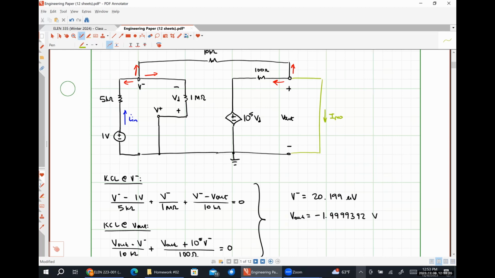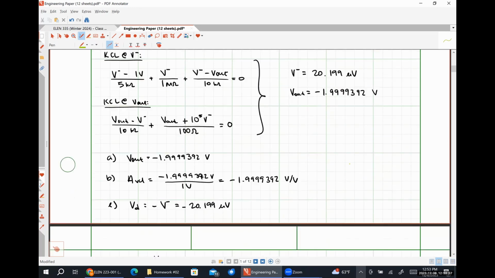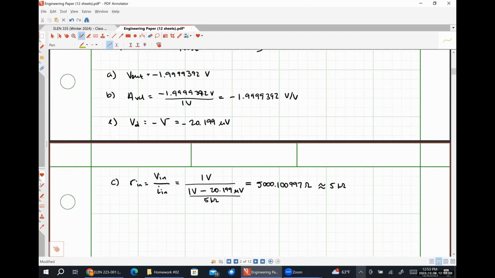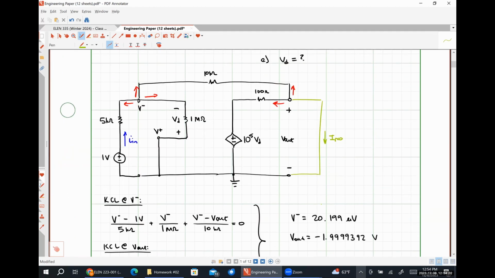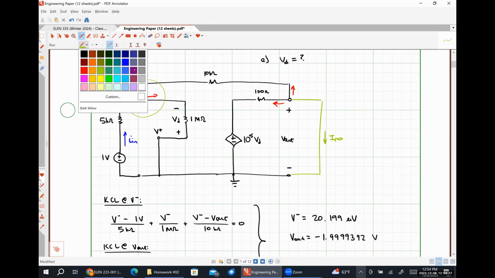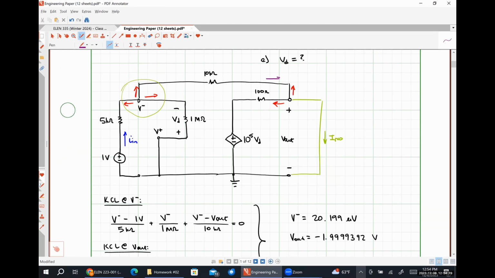So what we would see is we would just have KCL at this node here to find V minus. That's our only unknown voltage in our system. And then we are just going to add this current and this current together to get I Norton. Does that make sense?